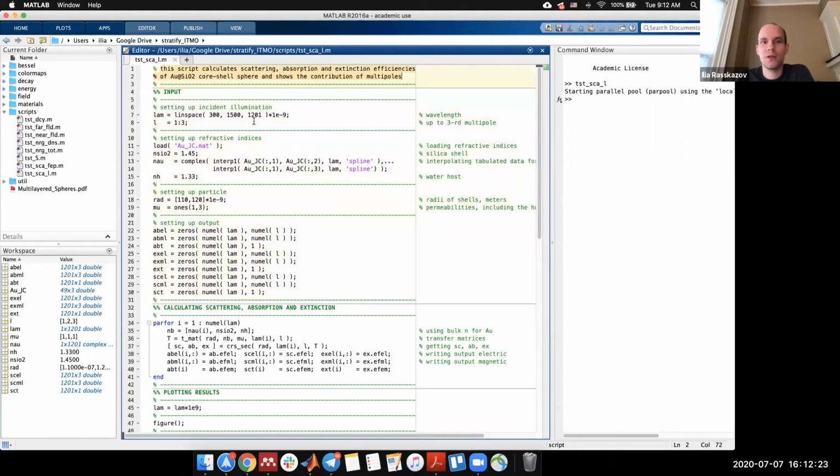The script calculates scattering, absorption, and extinction efficiencies of a core shell sphere. I have chosen the gold silica core shell sphere. And also it is interesting to show the contribution of all of the multipoles which we are calculating.